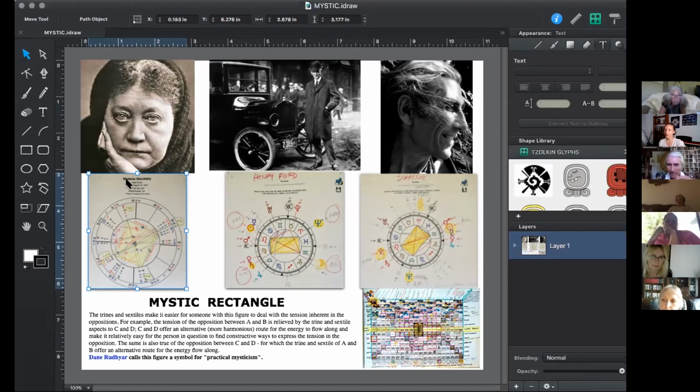So just for others who may not be aware of that, what's a mystic rectangle to start with? We have two oppositions crossing, but the way they cross, we have trines formed between the sides. Is that right? So we don't only have two oppositions, we also have, at the same time, aspects between these four players.